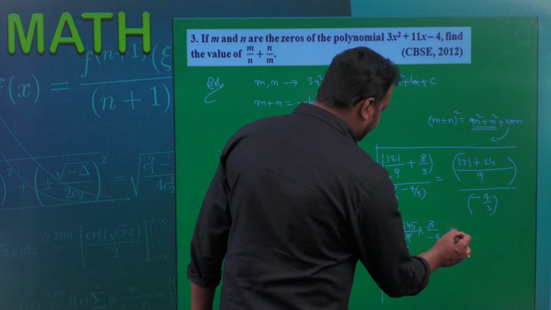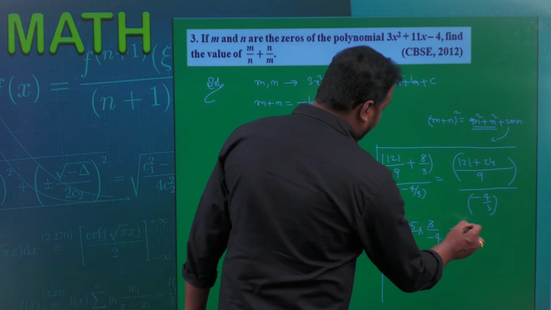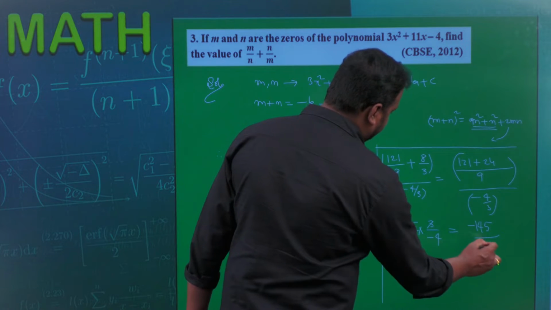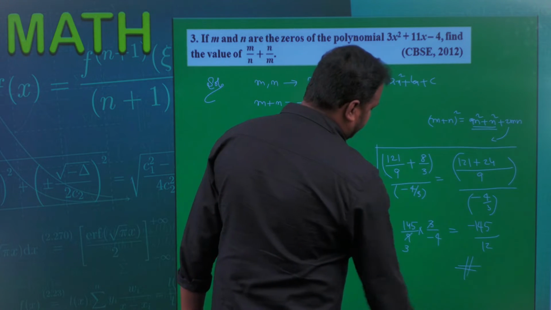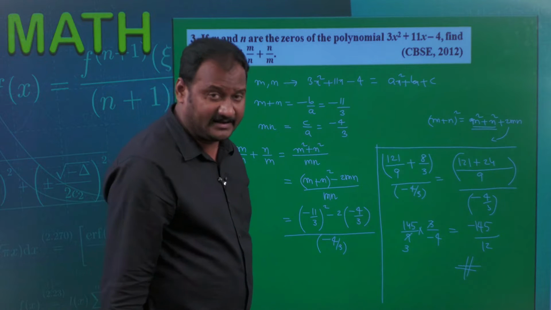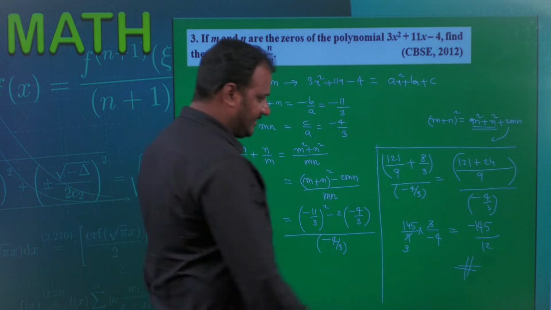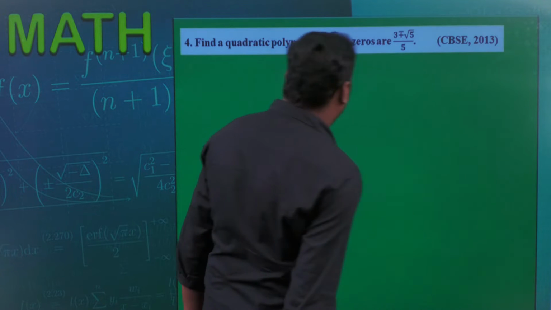So finally the result remains minus 145 divided by 3 4s are 12. This is the value of m by n plus n by m. Hope you understand? Right. Moving on to the next problem.